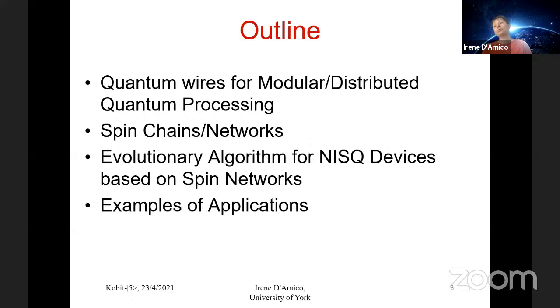First of all, I would like to tell you a few words about why we want to look at quantum wires for modular and distributed quantum information processing. And in particular, I would like to tell you about using spin chains or spin networks for this, and what we mean by spin chains and spin networks. Then I will move to our new evolutionary algorithm for noisy intermediate-scale quantum devices, and I will give you some examples of applications.